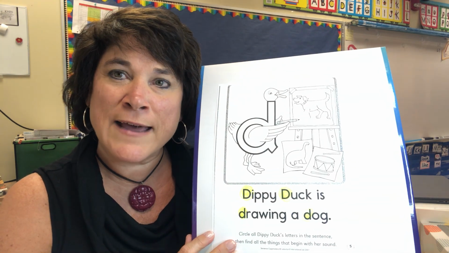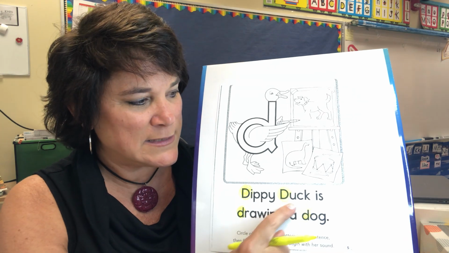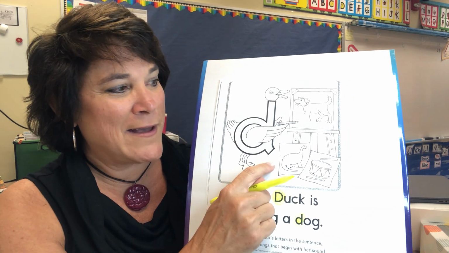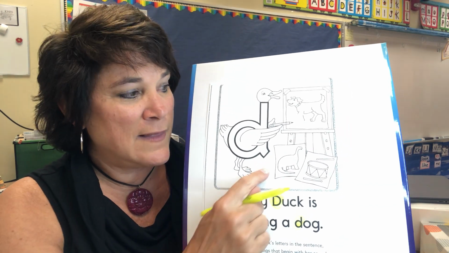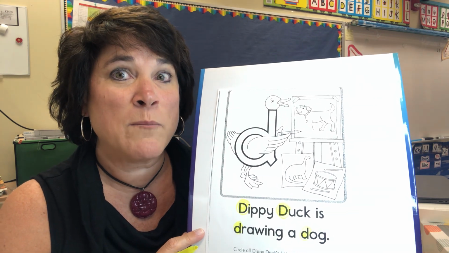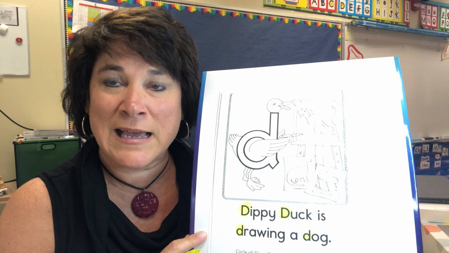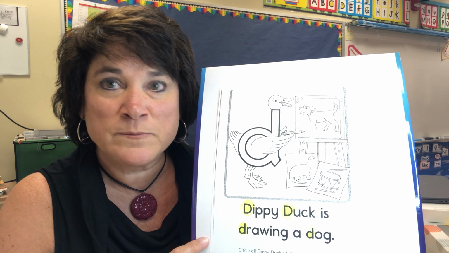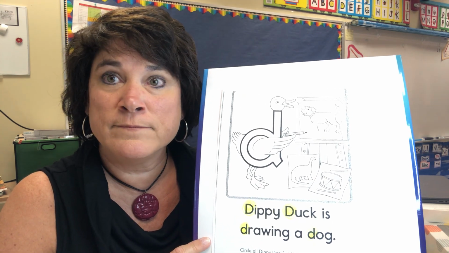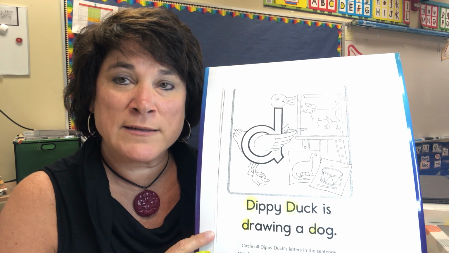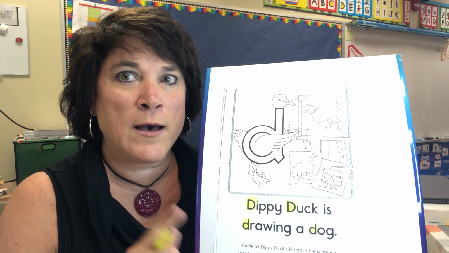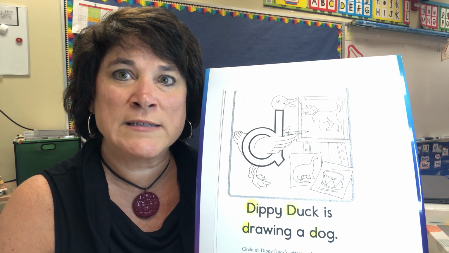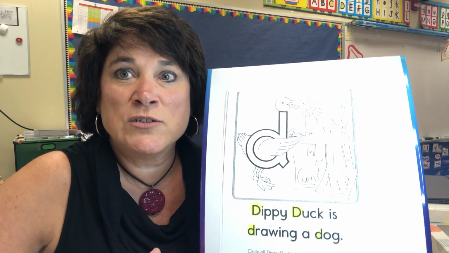Did we get all of the letter D's in the sentence Dippy Duck is drawing a dog? We did. Now, everybody look up here at the drawing. In this drawing, there are some pictures of some words that begin with Dippy Duck sound D, D, D. You can circle those words, those pictures, or you could color them. So this is your assignment. You're going to spy all of the uppercase and lowercase D's, and then I want you to circle or color all of the words that begin with Dippy Duck sound, D, D, D.